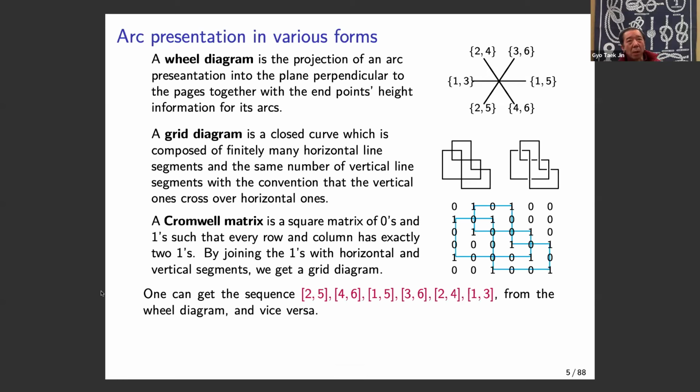And we can also describe the arc presentation by a sequence of pairs of numbers like this: 2, 5, 4, 6, 1, 5, 3, 6, 2, 4, 1, 3. That can be obtained from the wheel diagram, reading these pairs of numbers starting from 2, 5 counterclockwise. You can read from anywhere and in any direction.